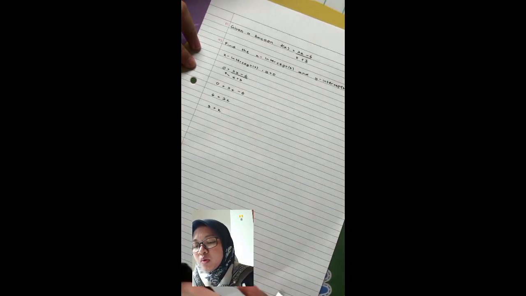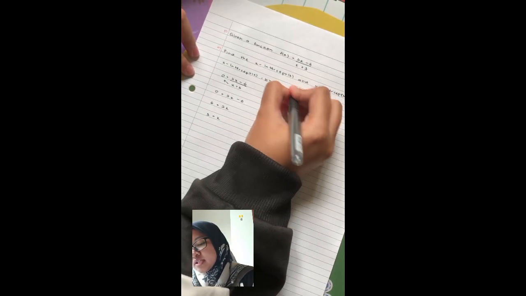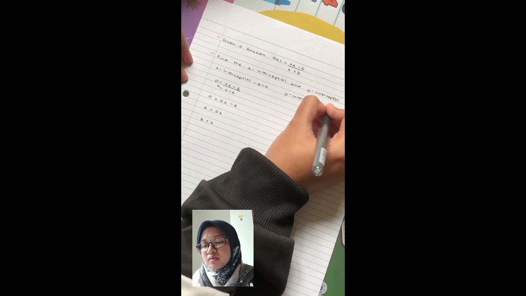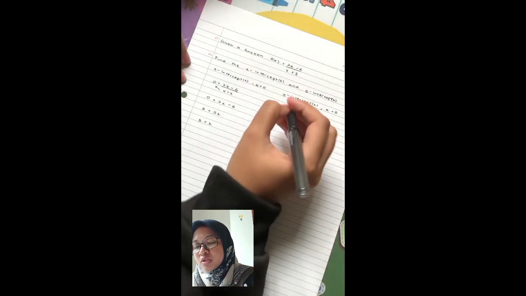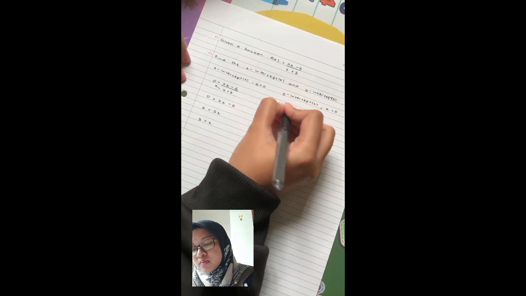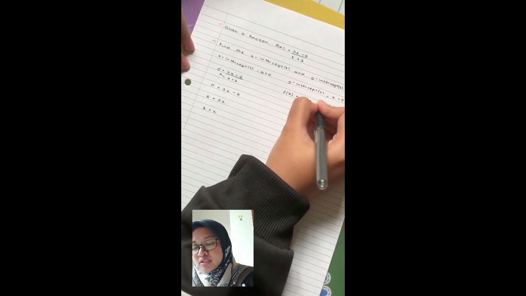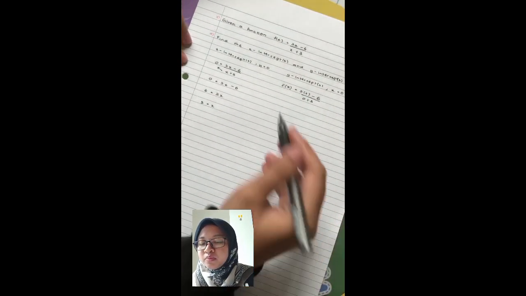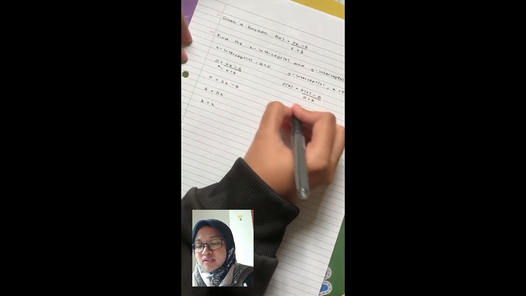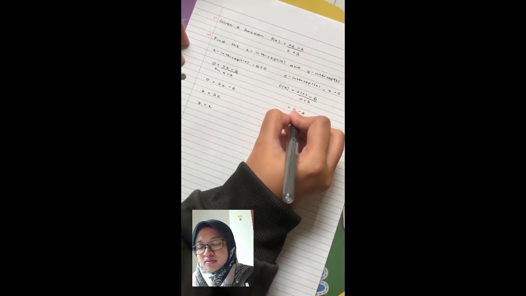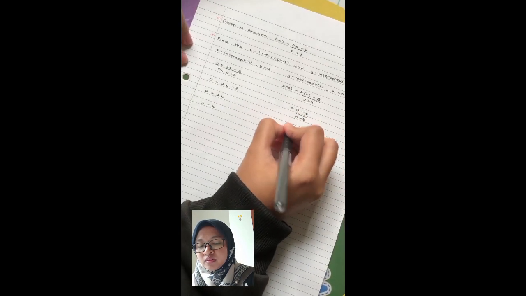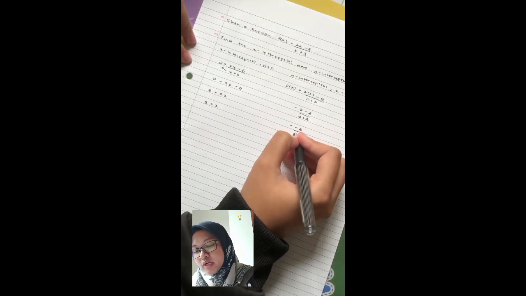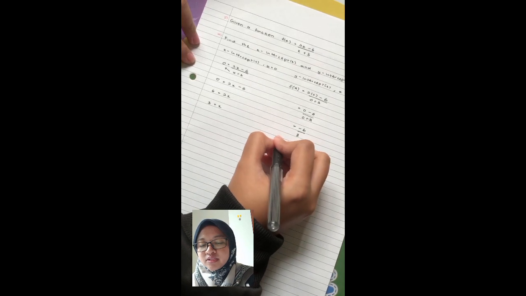So the next one is the y-intercept. For the y-intercept, the x value will be 0. So then we substitute into the equation 2 times 0 minus 6 over 0 plus 3. Just like I said, any number multiplied with 0 will be 0. So 0 minus 6 over 0 plus 3 will be negative 6 over 3. Negative 6 over 3 will end up, the y-intercept will end up with minus 2.